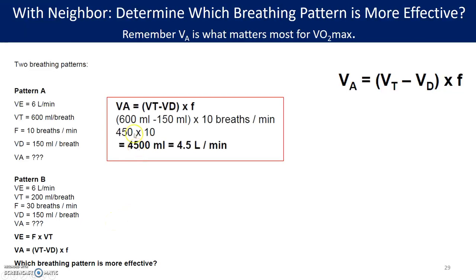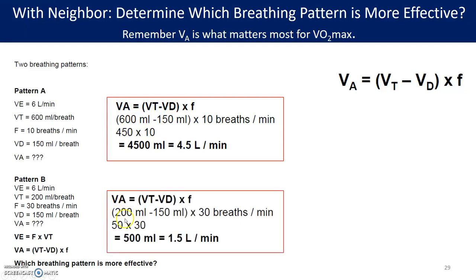With pattern A, we're getting about 4.5 liters of air down to the alveoli a minute. So alveolar ventilation, 4.5 liters per minute. But with the rapid, shallow breathing, because we're subtracting the dead space, look at this, we take our 200 milliliter tidal volume and we have to subtract out our 150 milliliters of dead space. That means only 50 milliliters per breath is actually making it down to the alveoli. That means, in the end, that only 1.5 liters of air per minute is getting down to the alveoli. It's not very effective. So if you want effective breathing, deeper breaths, less frequently, right?